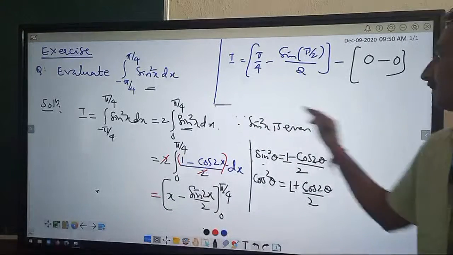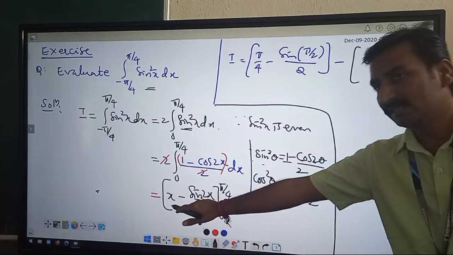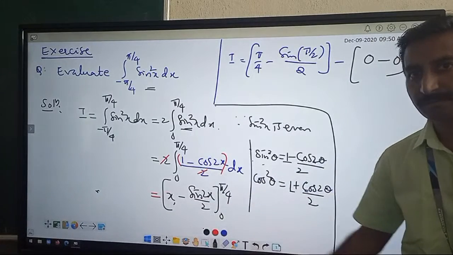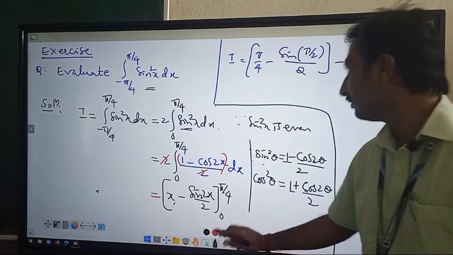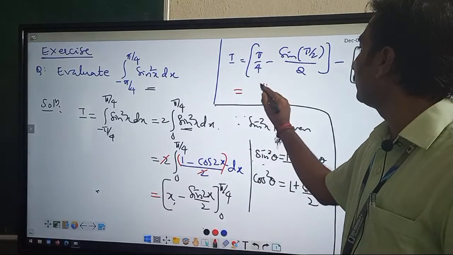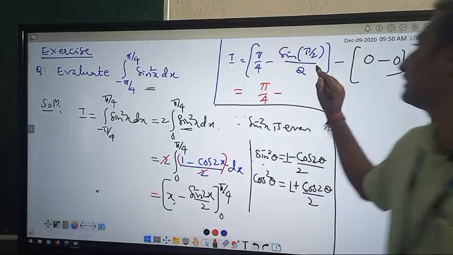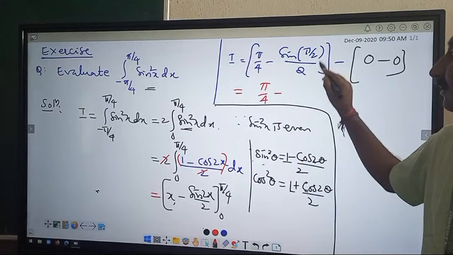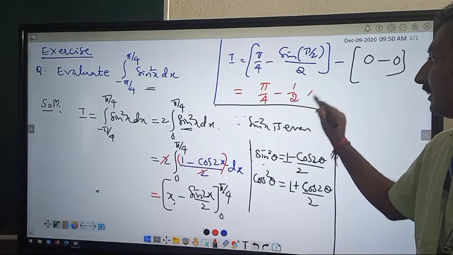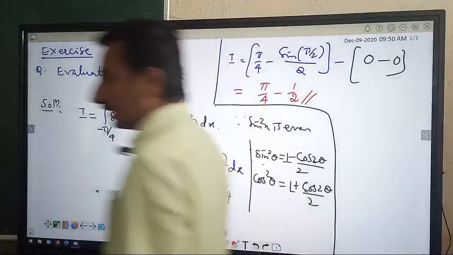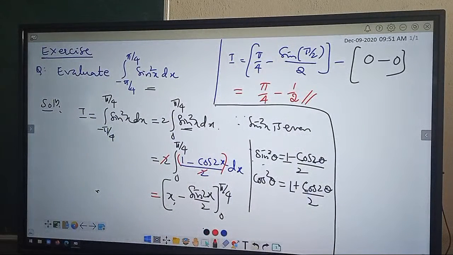Correct? sin x is 0, sin 0 is also 0. Now, a very important thing: it is pi by 4 minus, what is sin π by 6? It is 1 by 2. So, pi by 4 minus 1 by 2 is the answer for this question. I hope you can understand this. Yes?